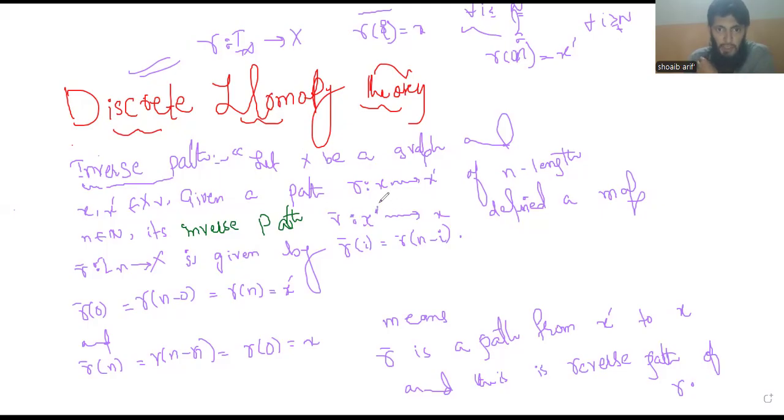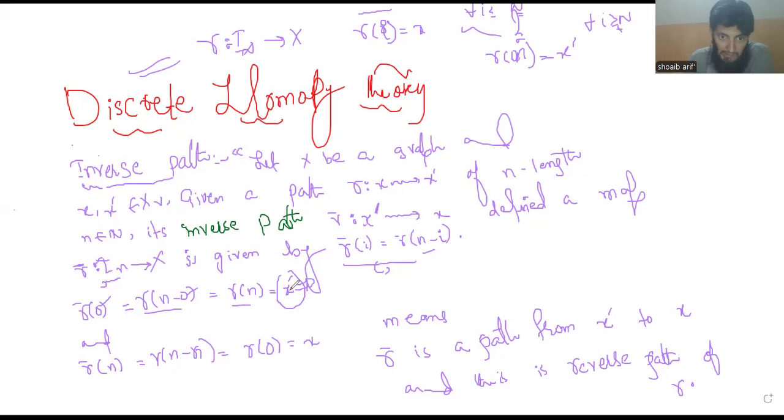The reverse path from x prime to x is defined as a map. What type of map? This is the map gamma prime or gamma bar from [0, n] to X, given by this equation. How can we expand this equation? If we substitute 0, according to this equation we will get gamma of n minus 0 in the place of 0. So we will get gamma of n. According to the definition of gamma, n gives the last point.